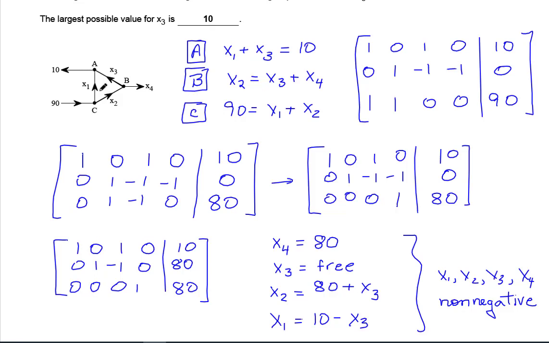All right, so what about node A? What can I see? Well, I see two things coming into A, one item going out. So what that tells me is x1 plus x3 must be 10. What about node B? Let's see, x2 is going in and x3 and x4 are going away. So x2 is x3 plus x4. What about node C? Well, 90 is going in, two nodes are coming out. So 90 is the sum of these two.